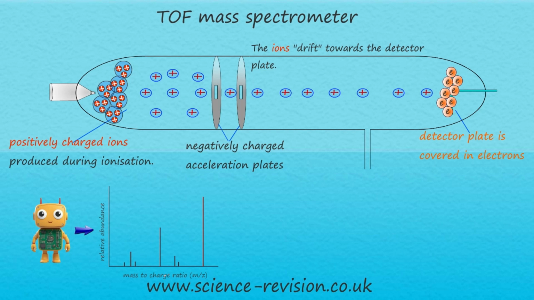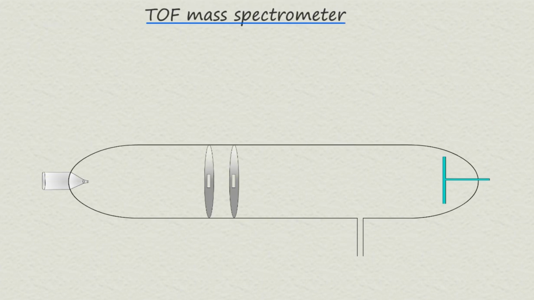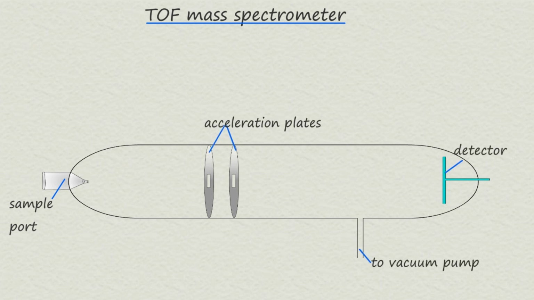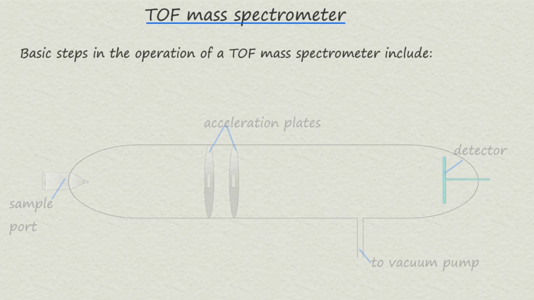Hi, in this video we will look at each of the key steps that occur in the operation of a time-of-flight mass spectrometer. The diagram shown on screen shows an outline of a basic time-of-flight mass spectrometer with a few parts labelled. Now, to analyse the atoms or molecules present in the mass spectrometer, it goes through a few basic steps.